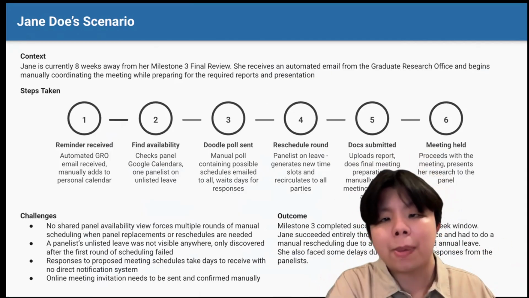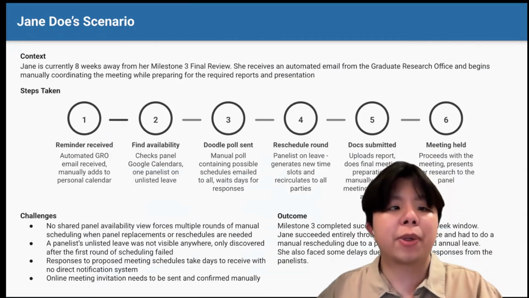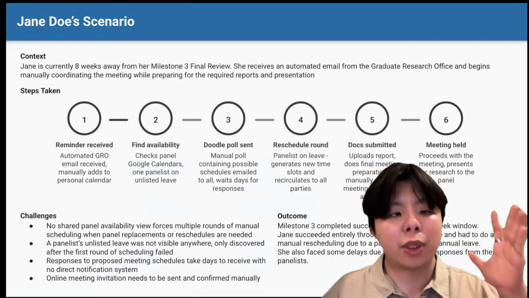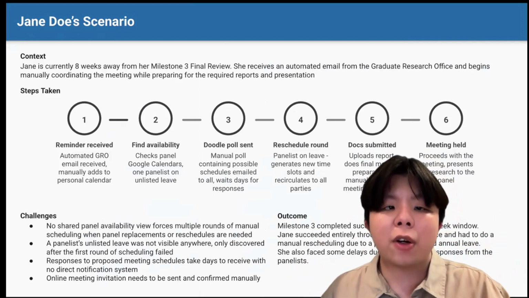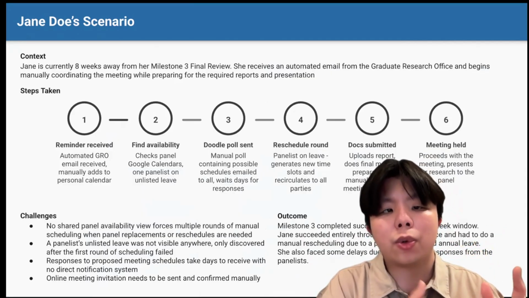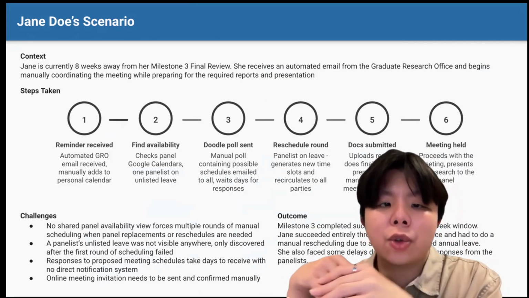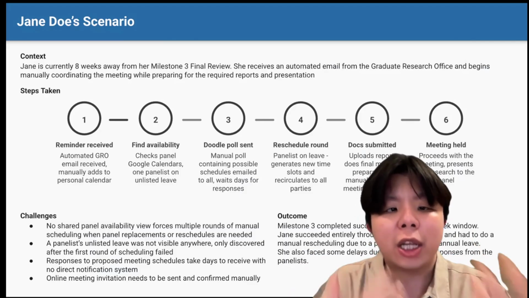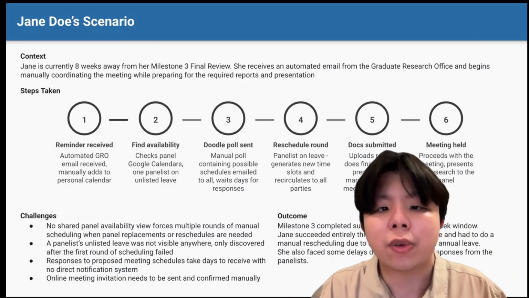She received an automated email from GRO and begins coordinating the meeting while preparing the reports and presentation. There are 6 steps that she goes through. The first one is when she receives the reminder, she adds it directly to her calendar. Then she finds availability for all the panel. Then she sends them a poll to indicate which schedule they actually prefer. Then she has to go through a reschedule round once a panelist mentions, oh, I'm on leave and it's not available in their schedule. She has to go through this reschedule round.